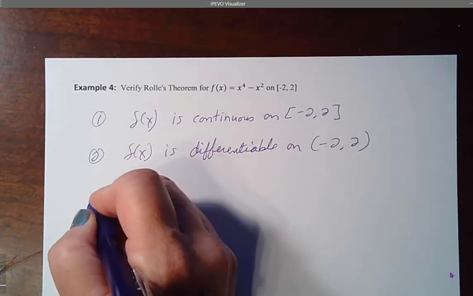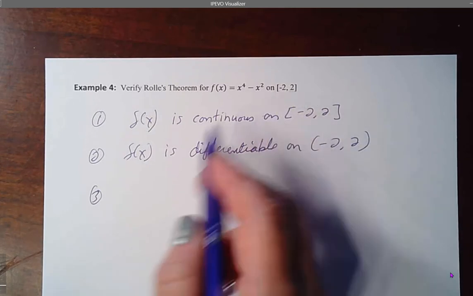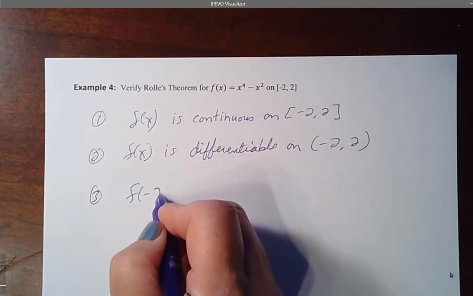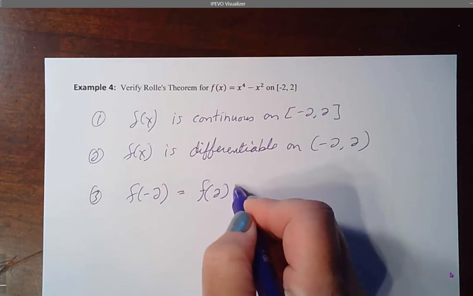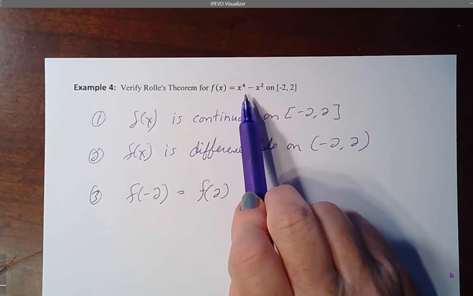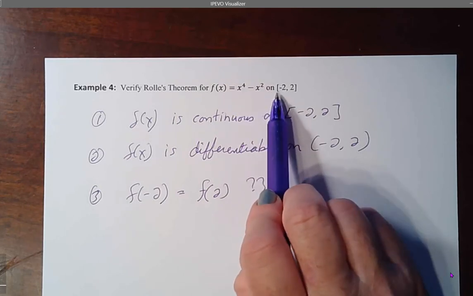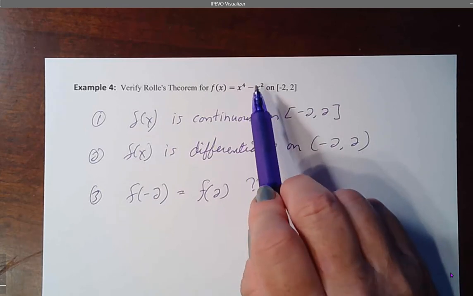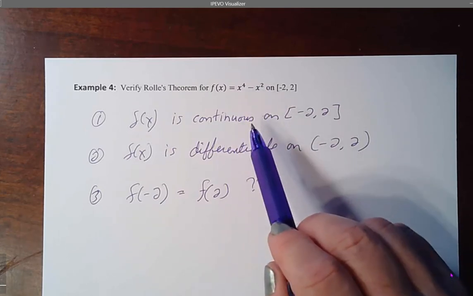And then finally, 3. Does f of a equal f of b? Okay, f of -2, does that equal f of 2? Well, it certainly should, because as you notice here, the two terms that we have are variable terms, and both of the powers are even. This is an even function, which means it is reflected about the y-axis.